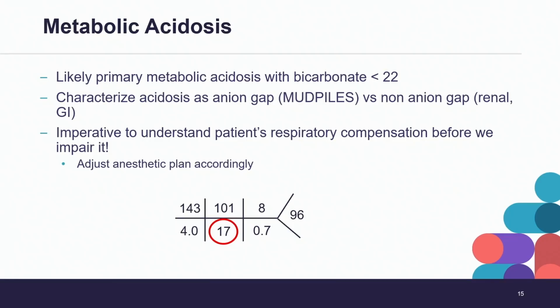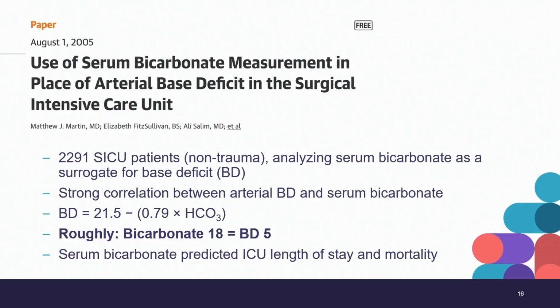For a patient with a bicarb of 17, for example, if this is an acute setting and their pH is 7.2, you might think very differently about running a propofol infusion and causing more hypoventilation versus trying to control their ventilation if you understand fully that acid-base situation. So serum bicarb correlates very well with base deficit. If you're someone who thinks in base deficit terms, this has been well validated. So if you see a serum bicarb of 18, that roughly correlates to a base deficit of 5, and also predicts a patient's ICU length of stay and mortality.